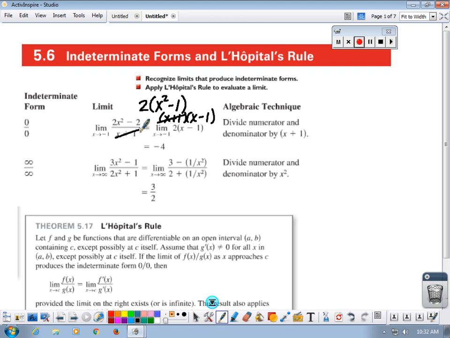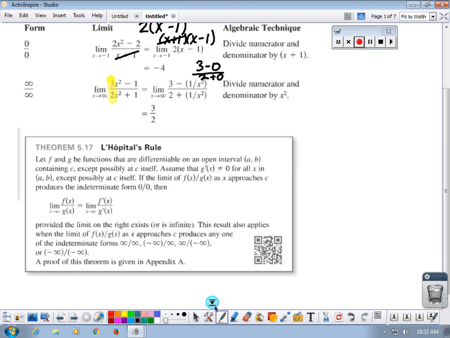When you let x approach infinity, 1 over infinity goes to 0, so you're left with 3 minus 0 over 2 plus 0, and that's just going to give you 3 over 2. That's also the same thing as if you just looked at your leading coefficients. Since your degrees are both 2, the leading coefficients are 3 over 2, and that's like getting your horizontal asymptote that you would have learned in college algebra.